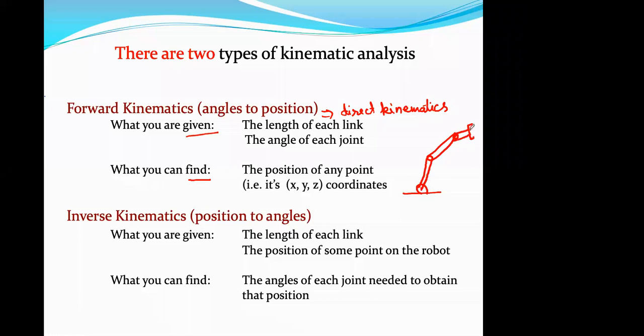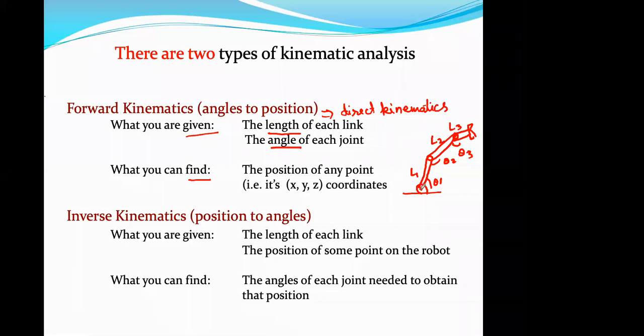So you are seeing these 3 degrees of motion. We have θ1, another joint having θ2, another joint having θ3, and we have been given lengths L1, L2, L3. So what have we been given? We have been given the length of each link and the angle of each joint.